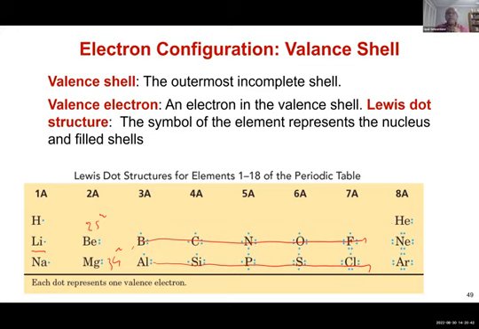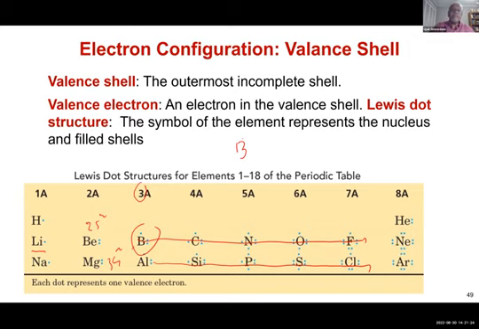Valence shell is the outermost incomplete shell, normally, except noble gases, which have the maximum 8 electrons in the valence shell. The rest of the elements have fewer than 8. Electrons in a valence shell can be represented by a dot structure. For example, boron, right here. This number tells you 3A. I'm going to show them in a minute.